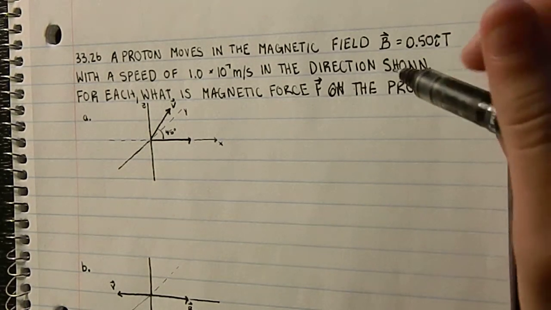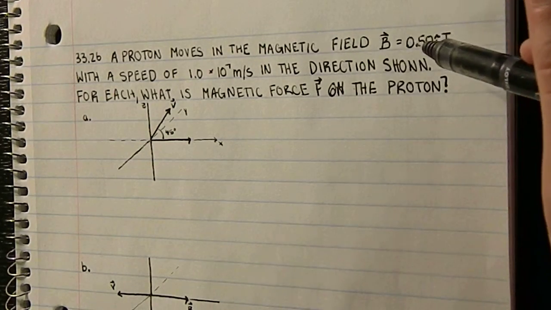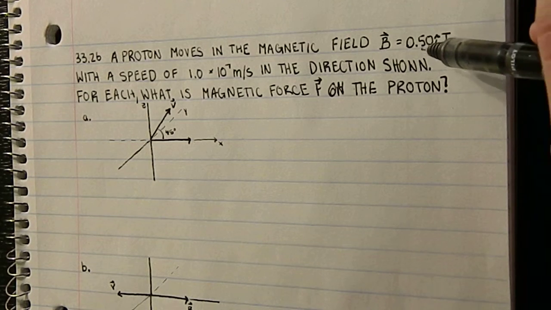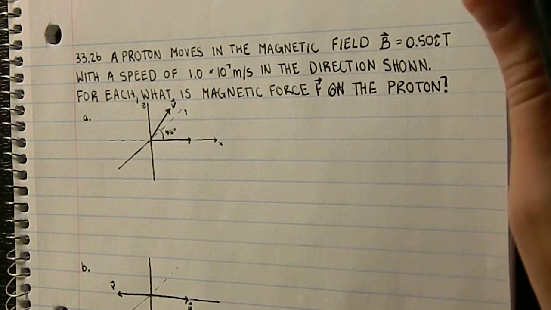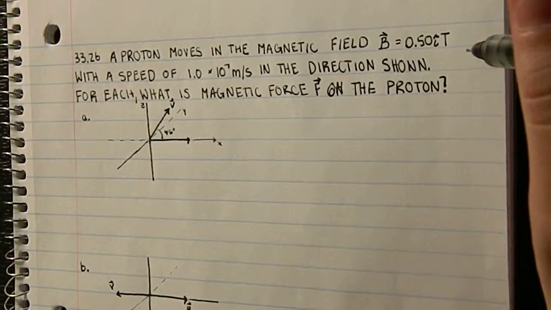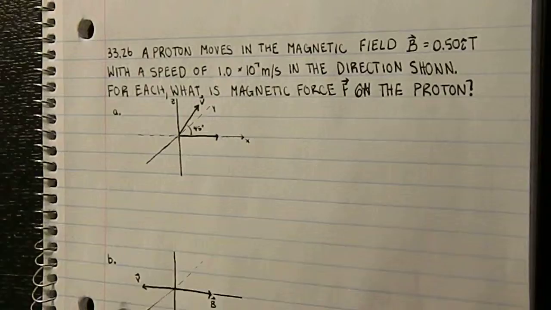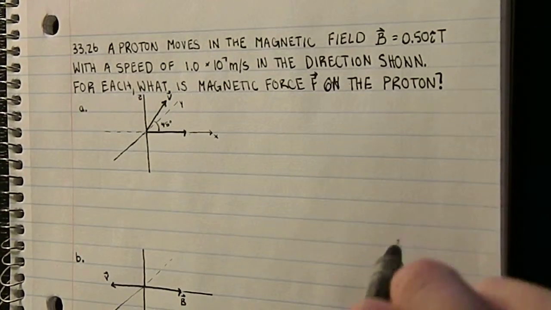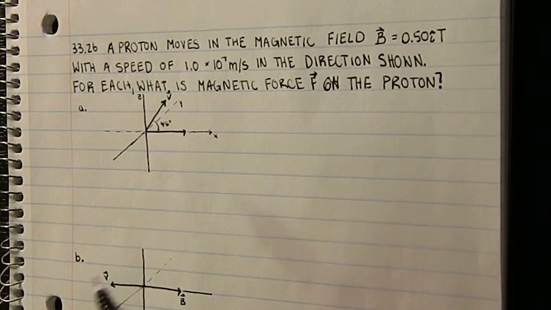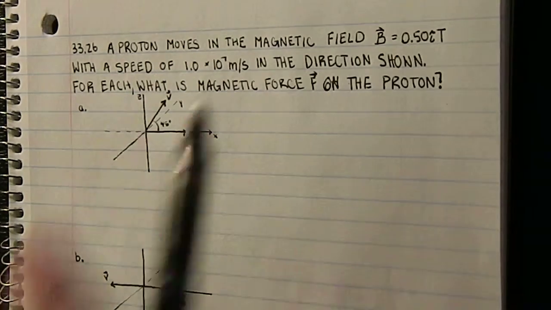So in this problem, it says a proton moves in the magnetic field B, which is 0.5 Teslas, with a speed of 1.0 times 10 to the 7th meters per second in the direction shown. So we have two parts, A and B, and for each, what is the magnetic force on the proton?